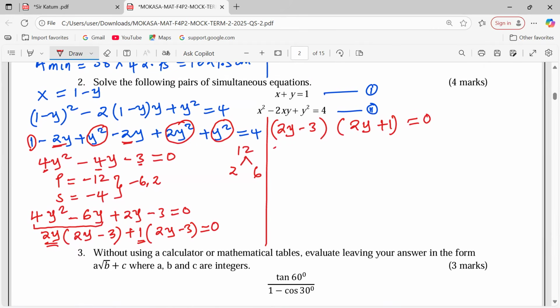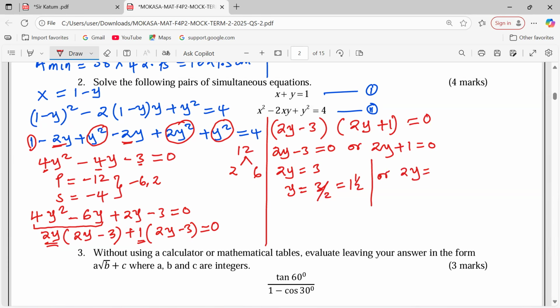So either 2y minus 3 equals 0, or 2y plus 1 equals 0, because we cannot have a 0 unless one of the factors or both of them is a 0. 2y from the first one now equals positive 3 when we take the negative 3 to the right-hand side, so that the value of y now becomes 3 out of 2, which is 1.5. Or, because we're having 2y equals negative 1, then y shall be negative 1 out of 2.